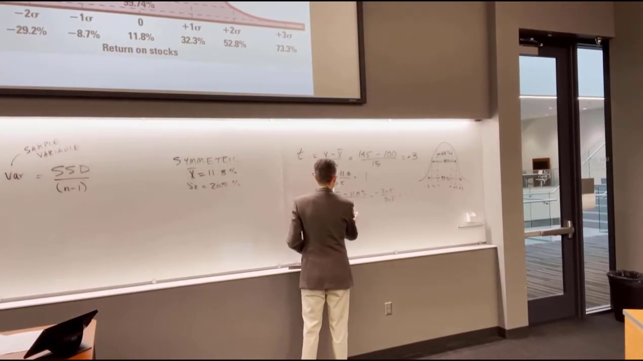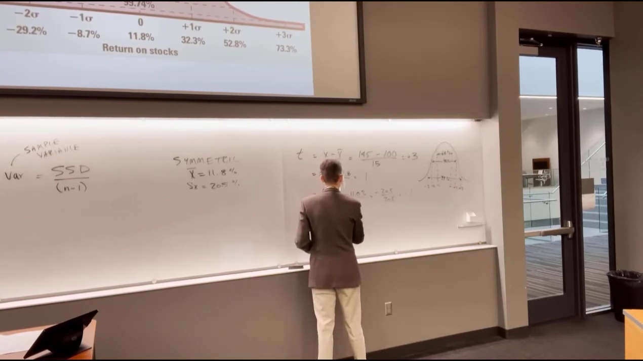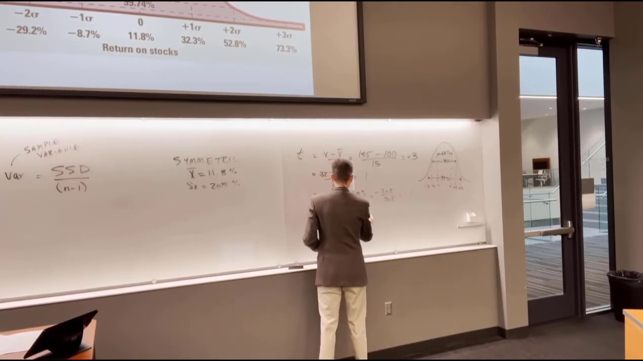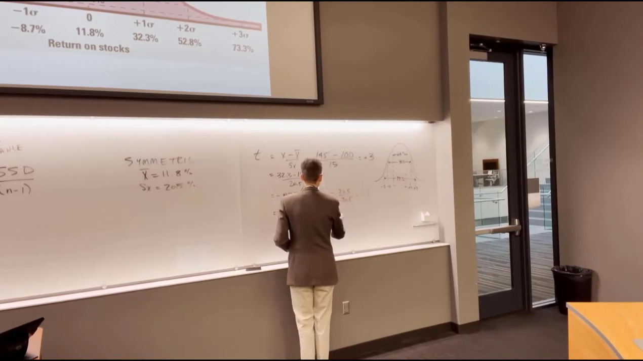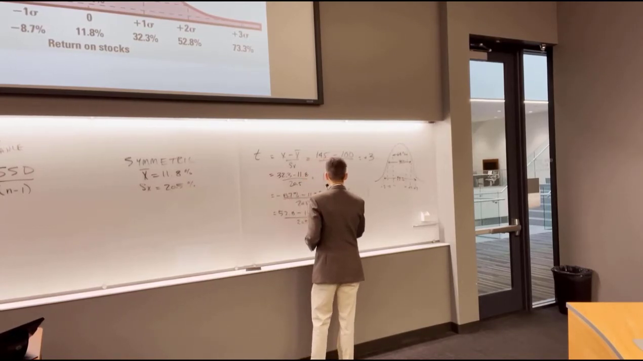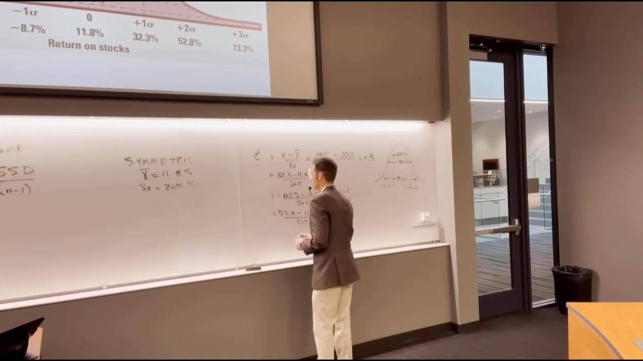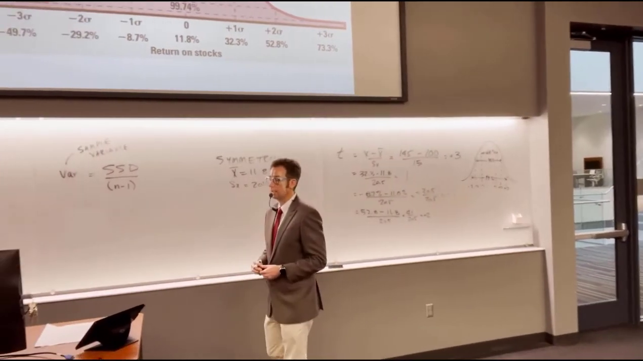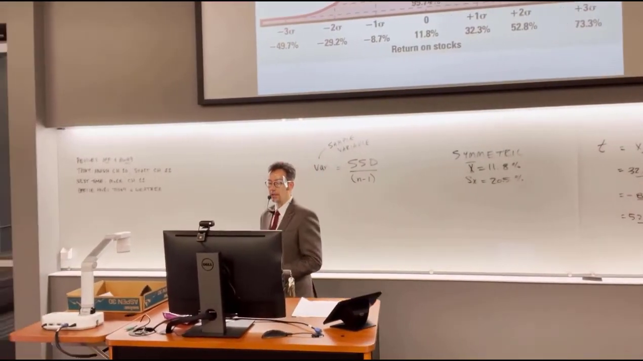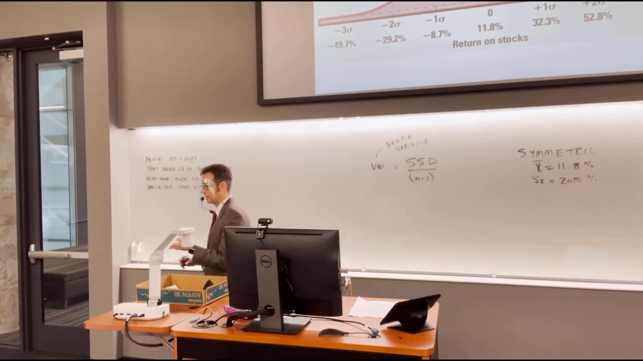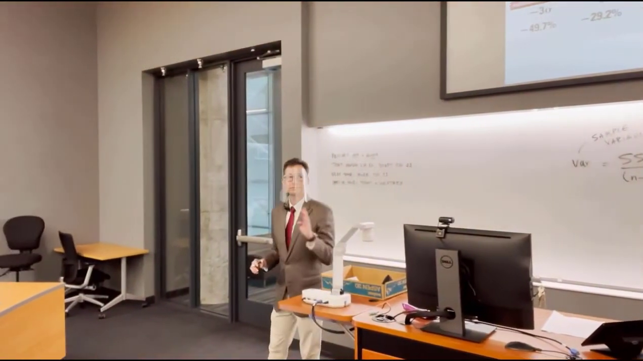Now, how am I going to do that? I'm going to start with this formula right here. z equals 52.8 minus 11.8, divided by 20.5. So that is equal to 51 over 20.5. Or no, actually 41, sorry. 41 over 20.5, and that's going to give us 2. So now I know I'm 2 standard deviations above the mean.